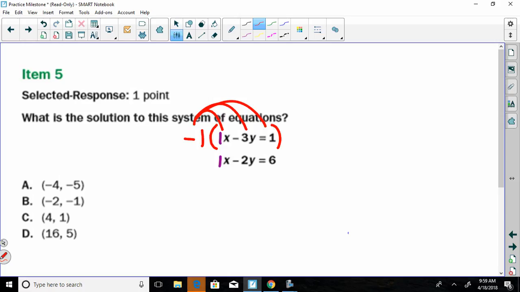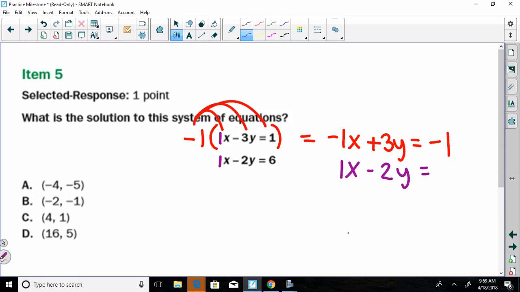And so what is this going to turn to? Negative 1 times 1x. Negative 1x. What's that going to turn to? 3y. Plus 3y equals what? Negative 1. Beautiful. The second one I'm just going to rewrite. So 1x minus 2y equals 6. Now, what function do I have to do to eliminate something? Do I add, subtract, multiply, or divide these two? Add, right? We're always adding.